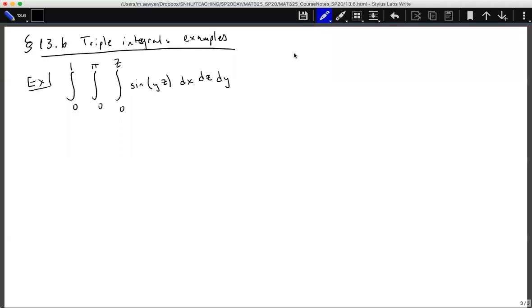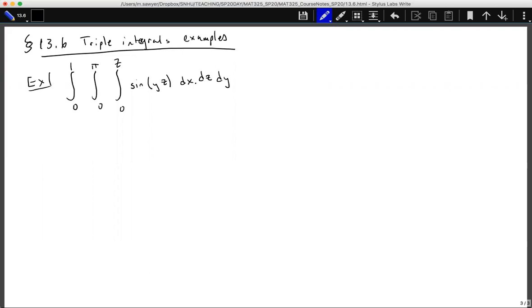Welcome to Calc 3. This is the second part of section 13.6, triple integrals with examples. Let's first start out with this problem, the triple integral from 0 to 1, 0 to pi, 0 to z, of sine of yz with respect to x, with respect to z, with respect to y.